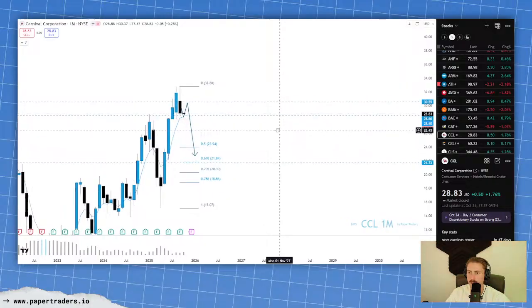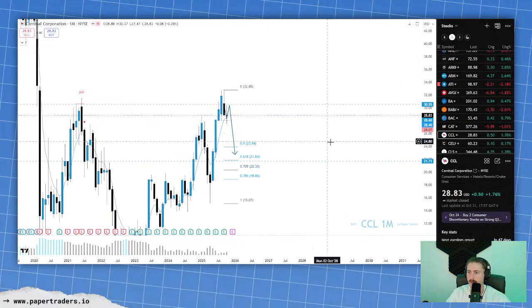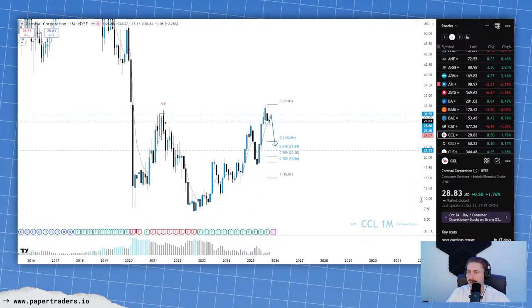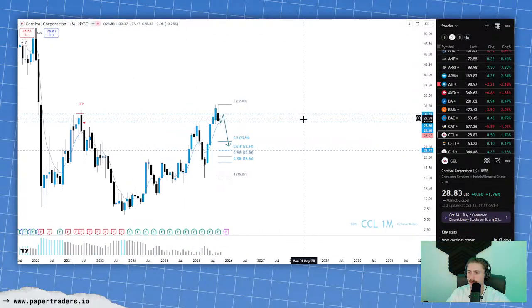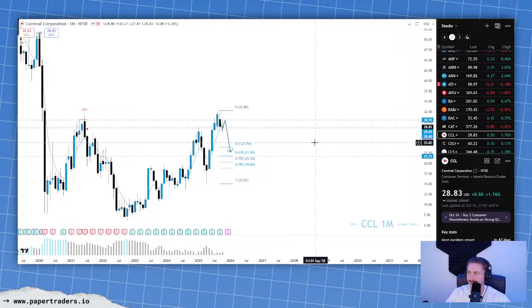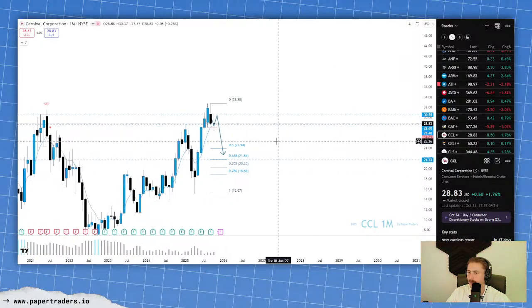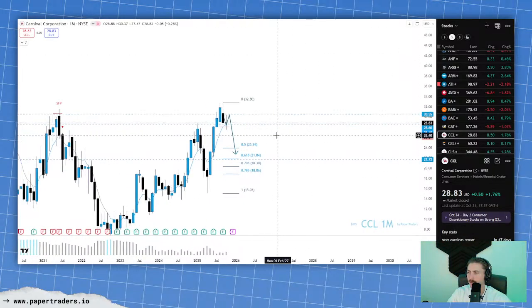Send this back down to $20, $10. Oh, that SFP too. This right here, that sweep. Carnival: consumer hotels, resorts, cruise lines. I guess maybe going into those winter months, not a lot of hurricane risk.